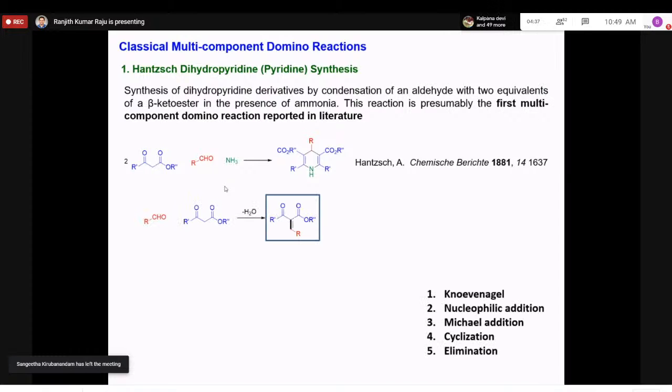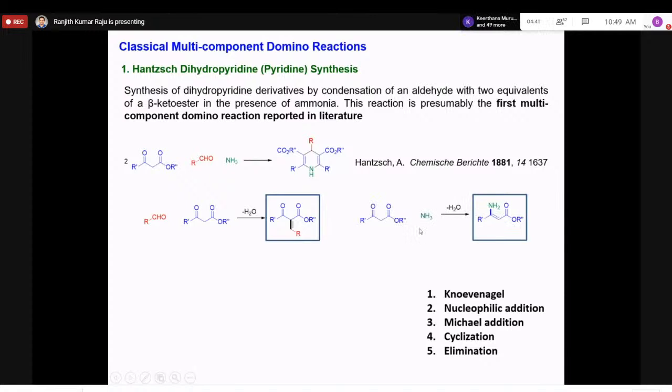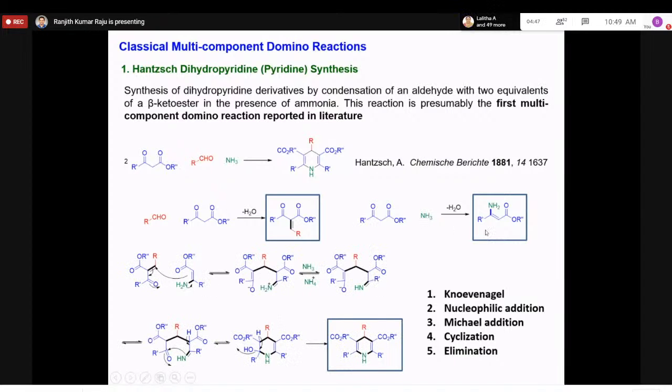Now the mechanism involves the formation of the Knoevenagel adduct initially, and then you have the nucleophilic addition of the ketone and the ammonia to form the enamine, followed by the Michael addition between these 2 intermediates, and cyclization takes place, and an elimination takes place at the last step. So totally there are 5 important key steps occurring in this Hantzsch dihydropyridine synthesis. So this is a classical example of a multi-component domino reaction.